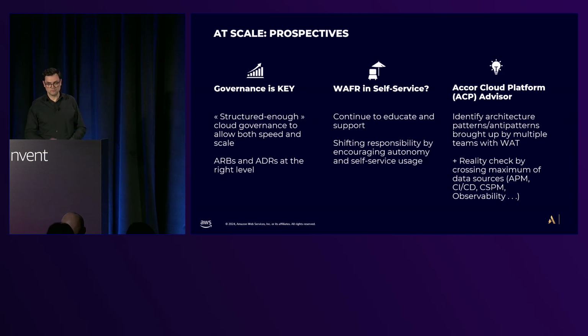After, we can speak about all this data. We are creating more dashboards in order to measure, identify, and prioritize. On our side, we created a product called Accor Cloud Platform, ACP Advisor. Unfortunately, I can't share a beautiful dashboard today, but it's a way we will be able to identify the patterns and anti-patterns. And like we mentioned, with the different discussions we have with teams and the data we collect, I think we will be able to make this reality check between the reality and the auto-assessment.